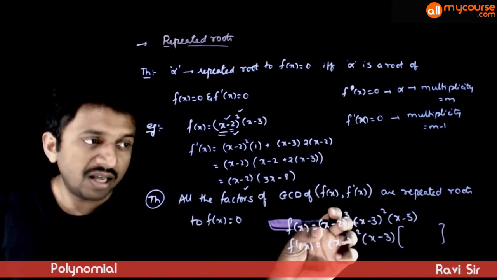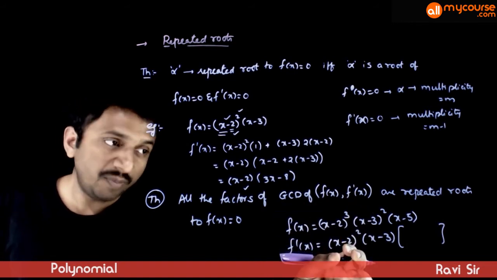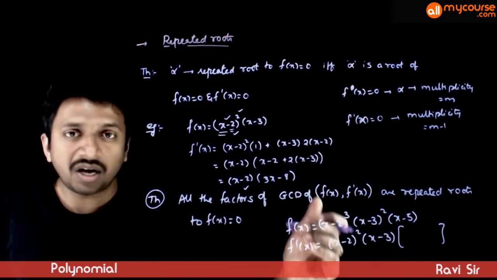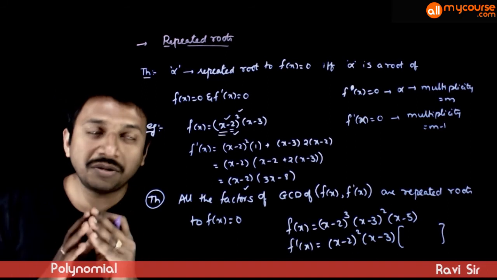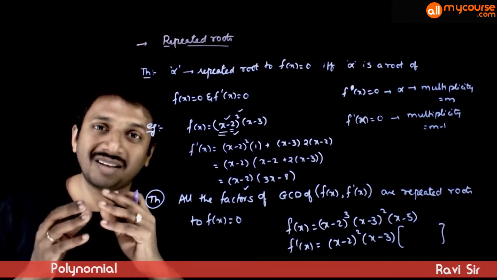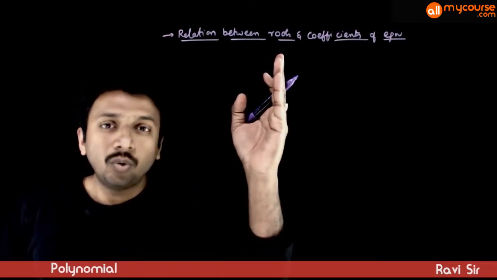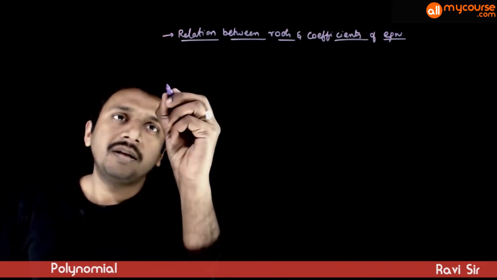So 2 is a root with multiplicity 3 for f of x. 2 will be a root with multiplicity 2 for f dash of x. So this is how usually the pattern looks like. So I hope you have understood the theory of repeated roots. So in this video, let us look at the relation between the roots and coefficients of a polynomial equation. Let us take an example.